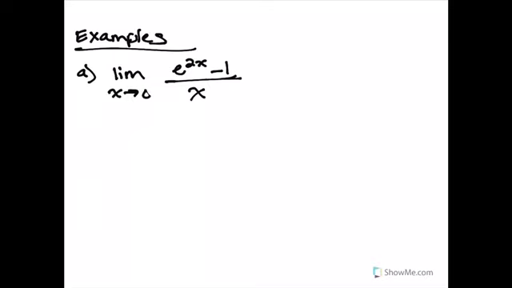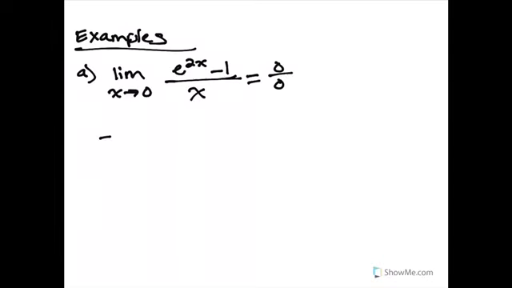All right, same function, but different limit here. I'm looking for as x goes to 0. Now, if we plug in a 0 for x, we're going to get e to the 0, which is 1. So in the numerator, I get 1 minus 1 is 0. In the denominator, I get 0. So also an indeterminate form, right?